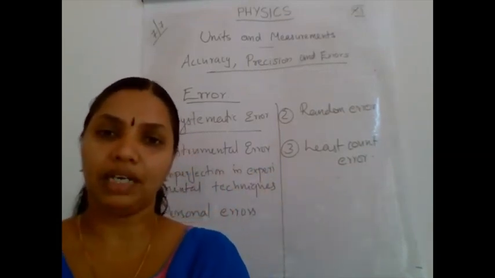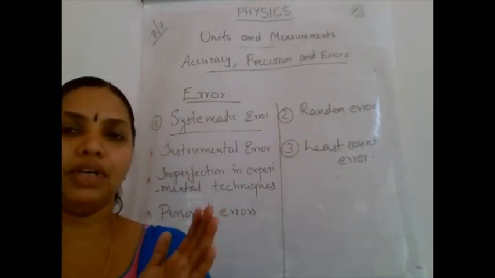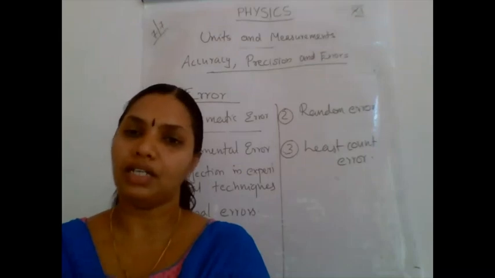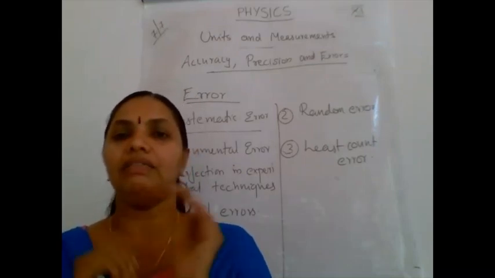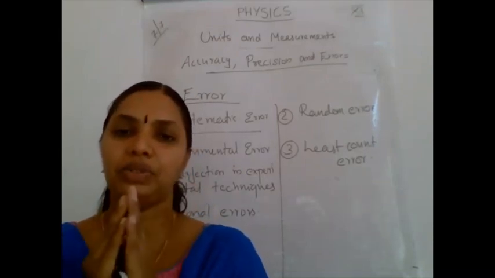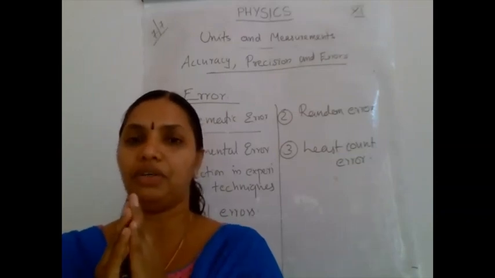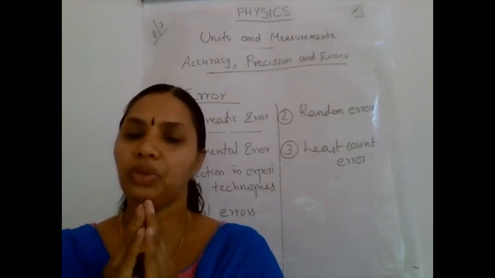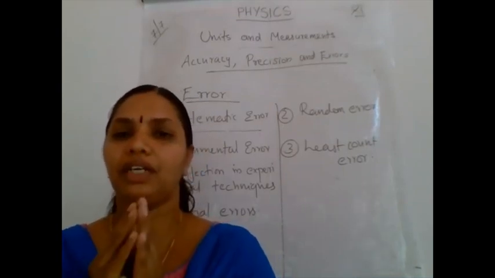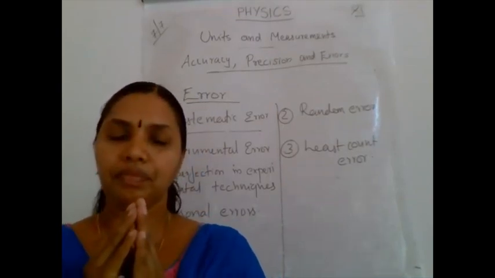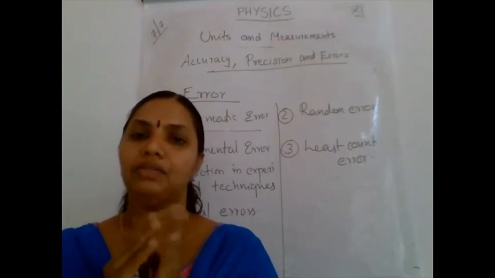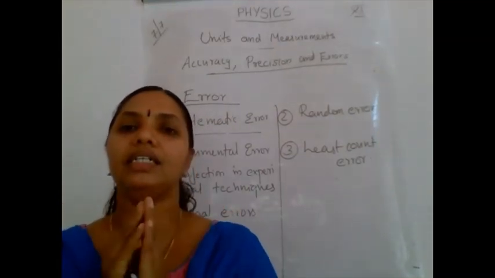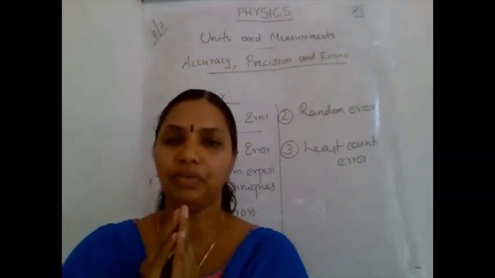That is, we are not using a proper instrument for measuring, and that causes instrumental error. So while doing an experiment, we have to check all the instruments beforehand. If there is an error, we have to rectify it, and only after that do we go for the measurement. Otherwise the experiment we are doing will be a waste. We won't get the correct result. So that is the instrumental error.